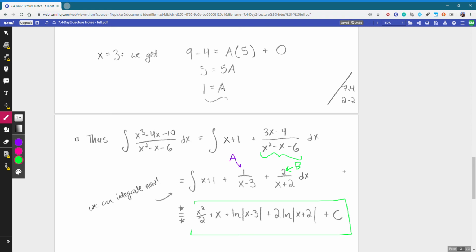So, yeah, what to do if the degree of our numerator is the same as or bigger than our denominator. To get started, we'll do polynomial division, and then we'll be able to use partial fractions on the simpler fraction that's left from that process.